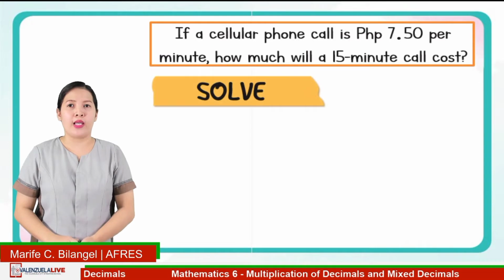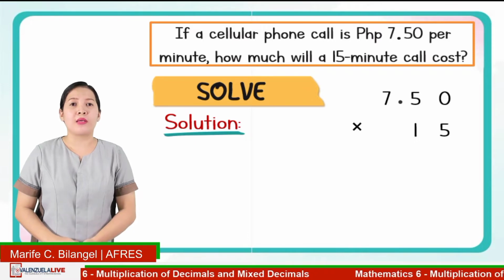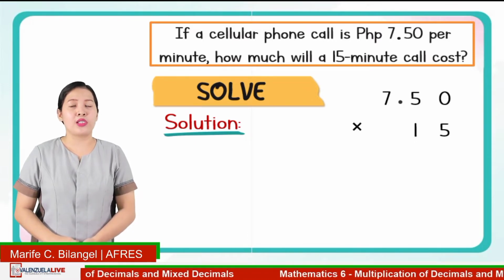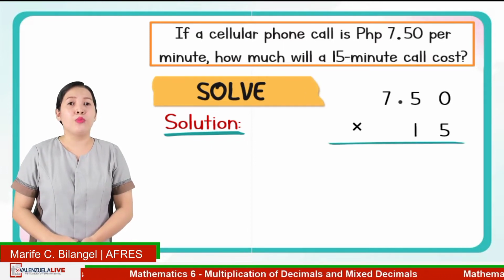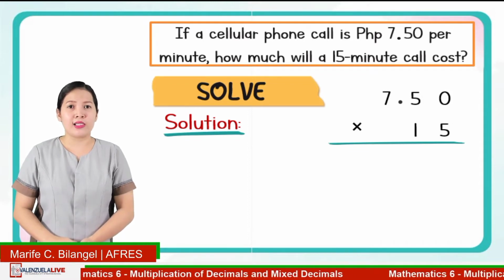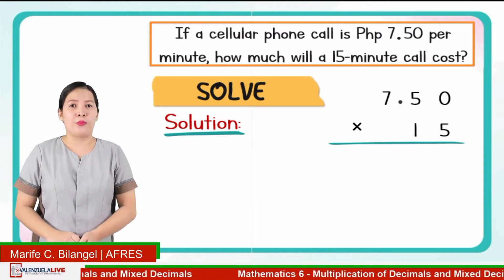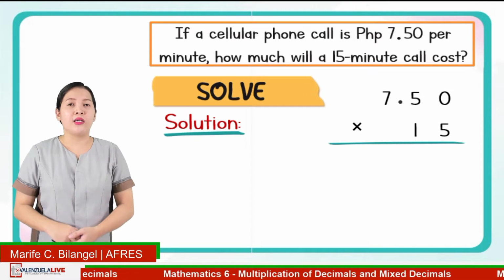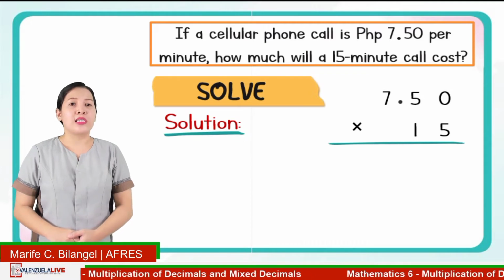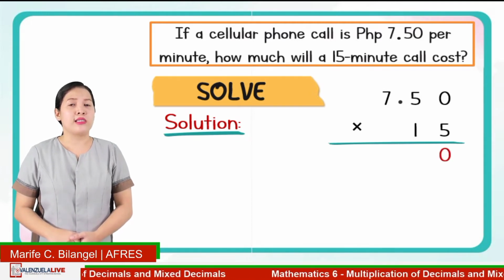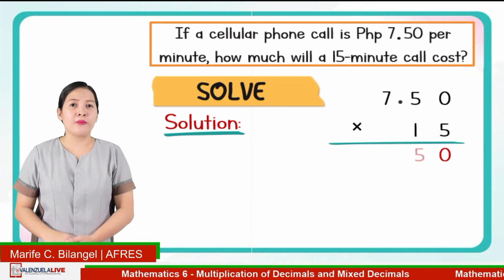Let us solve this problem. So let us multiply 750 times 15, or 7 pesos and 50 centavos times 15. The first thing to do is to multiply the decimals by the whole number as if we are just multiplying whole numbers. Let us ignore the decimal point. Let's start from the right going to the left. 0 times 5 is equal to 0. 5 times 5 is equal to 25.